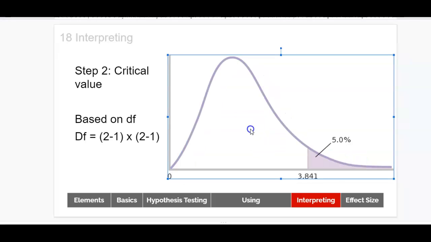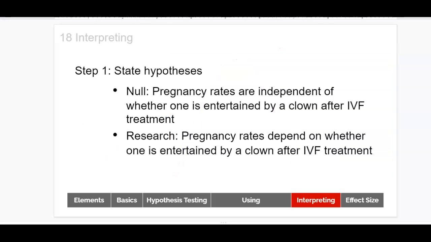That's the fail to reject the null. Reject the null means significant. So if I have something over here, there is covariance, there is a relationship, something going on between those two variables. There are different ways of setting up these hypotheses; this is just one example. I can say pregnancy rates depend on whether one is entertained by a clown or not, because the pregnancy occurs after the entertainment, with people randomly assigned into groups.